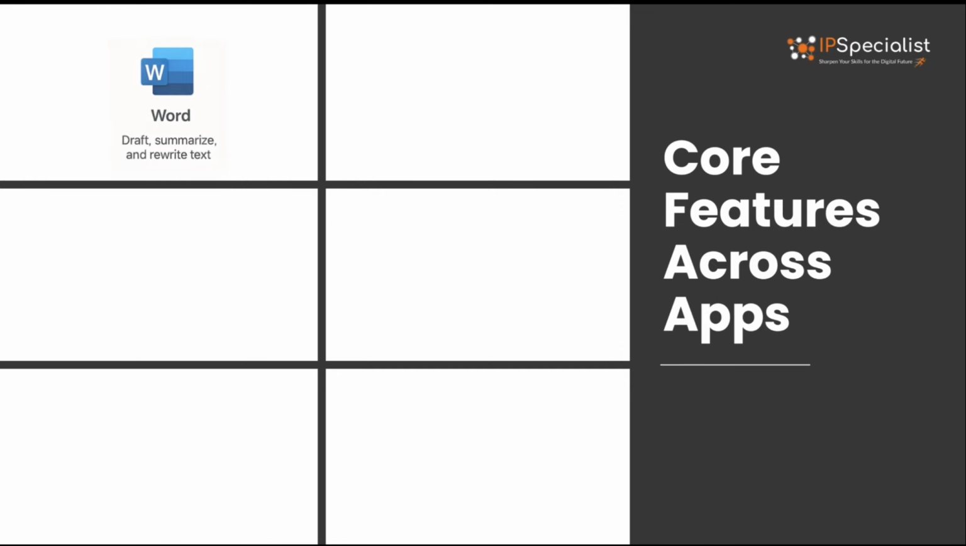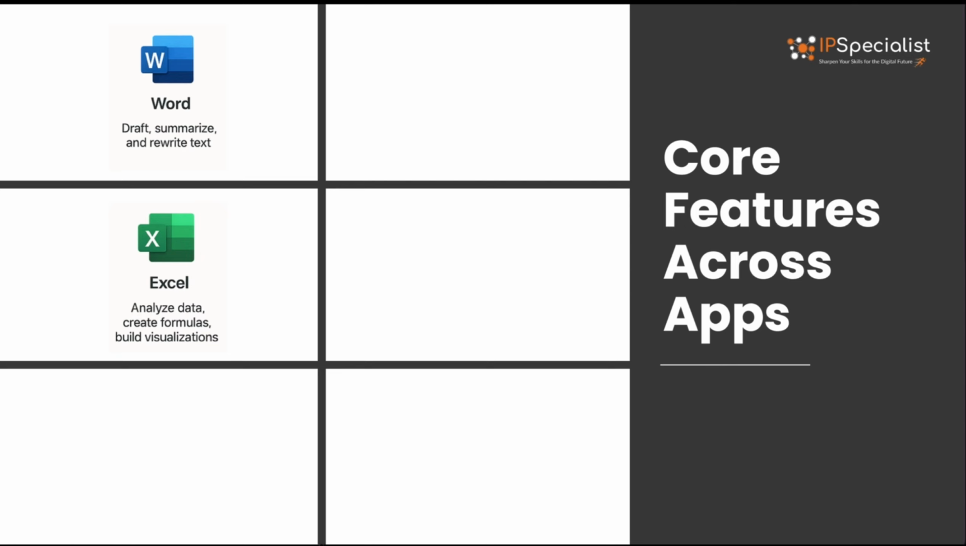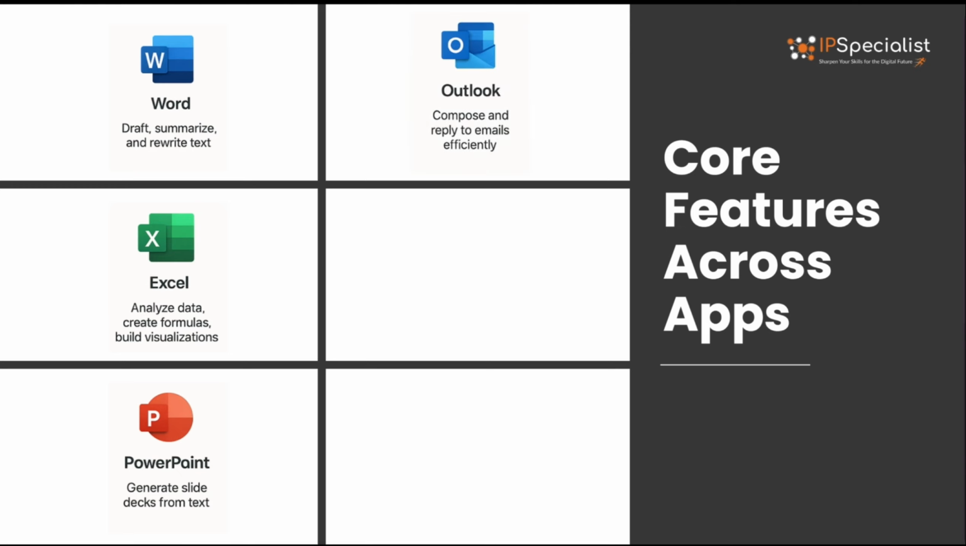In Word, Copilot helps you draft content, summarize lengthy documents, and even rewrite text in different tones or styles. In Excel, it can analyze data, create complex formulas, and even build visualizations, all through simple prompts. In PowerPoint, Copilot lets you generate entire slide decks from just a few lines of text, making it easier to turn ideas into presentations. In Outlook, Copilot assists in composing clear emails and replying efficiently, helping you manage communication faster.